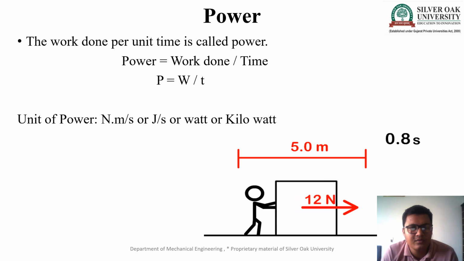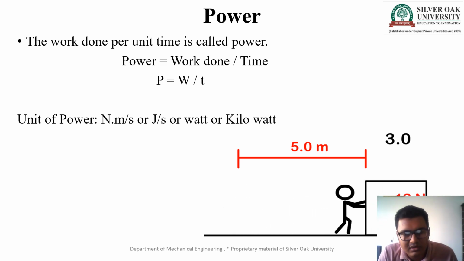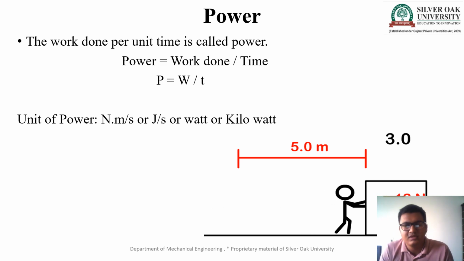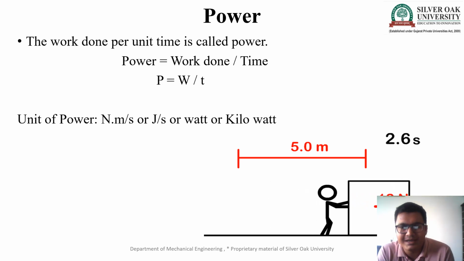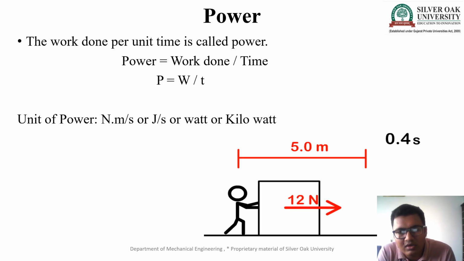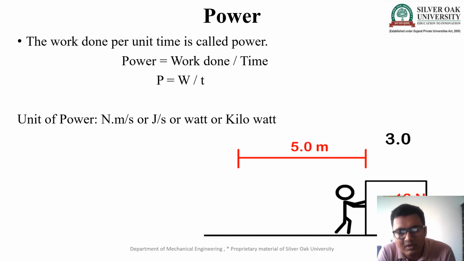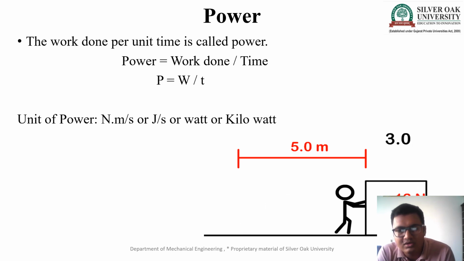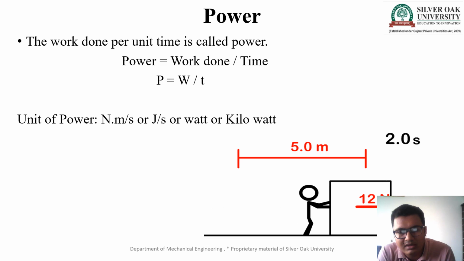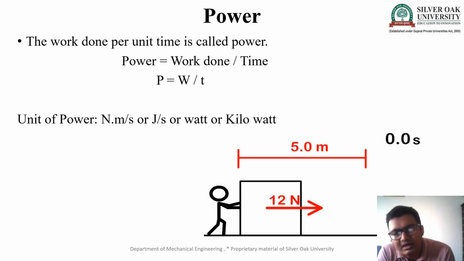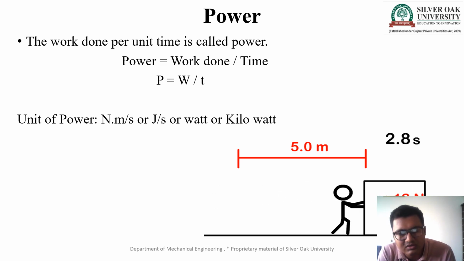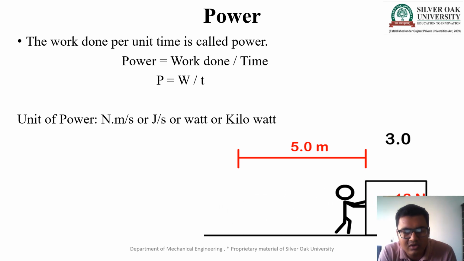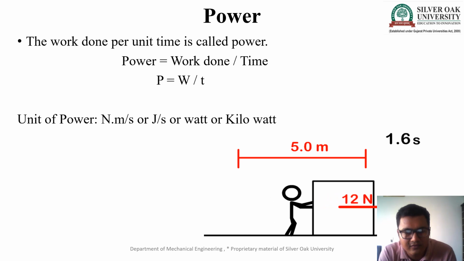Now we move further to the power term. Here you can see a figure. One person is applying a force of 12 Newton on the object, and the distance traveled by that body in the direction of force is 5 meter. In the earlier slide we discussed the work done concept. So the force applied is 12 Newton and the distance traveled in that direction is 5 meter. 12 into 5 is equal to 60. The value of 60 Newton meter is called the work done in the direction of force.